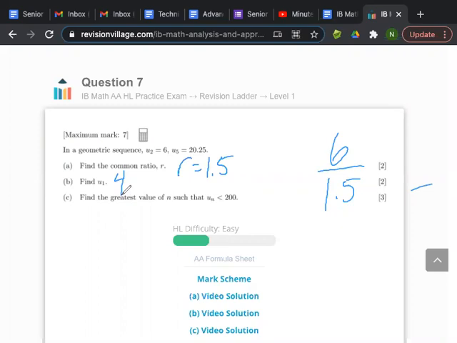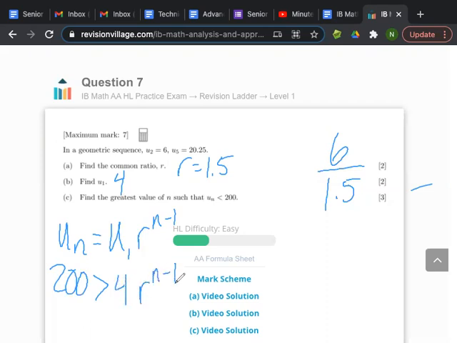Then it says, find the greatest value of n such that U sub n is less than 200. Now that we have U1, what's my formula for any term in a sequence? U_n equals U1 R to the power of n minus 1. Does that make sense? I want this to be less than 200. But we have R. 200 divided by 4 is 50.